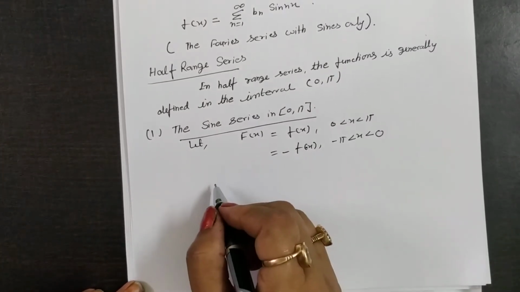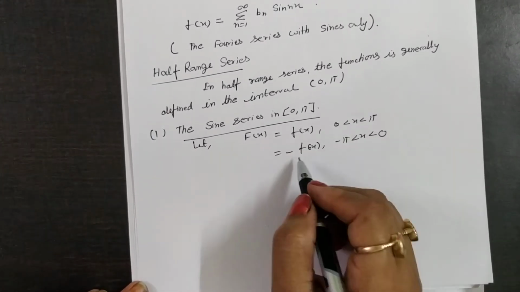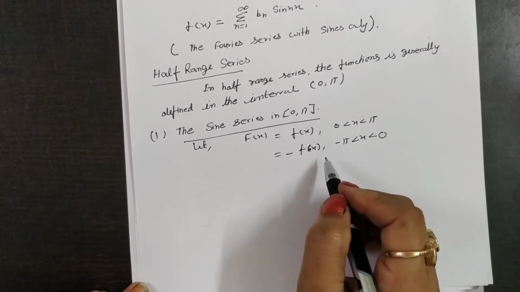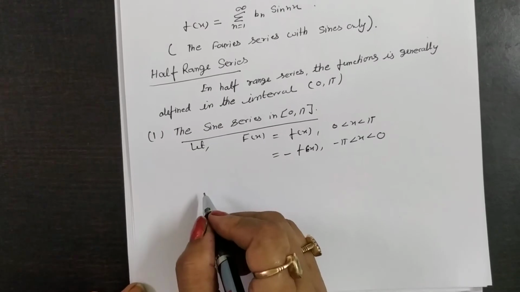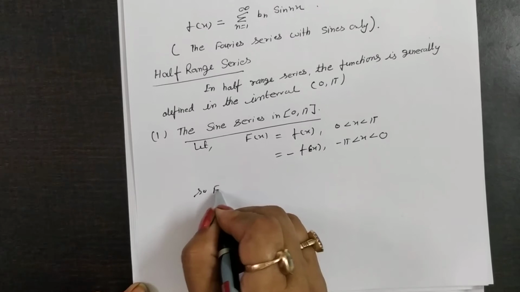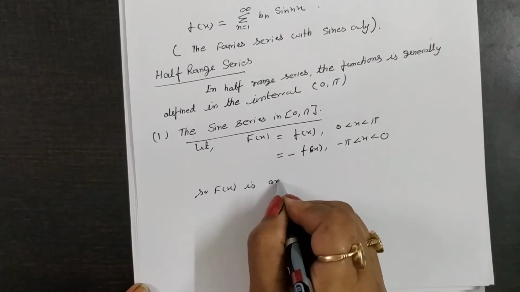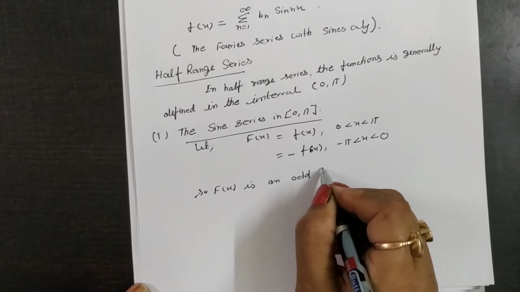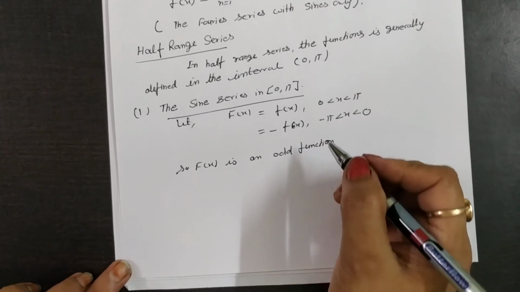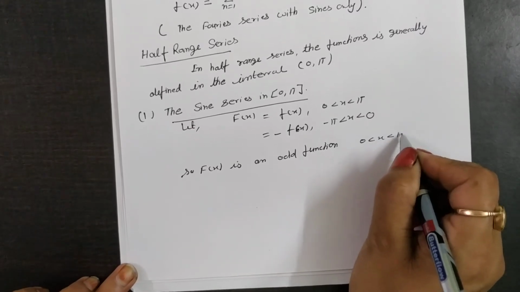So f of x is in the interval 0 to pi, but for minus of f of x, that is the odd function. So the f of x defined is an odd function, with the interval 0 is less than x is less than pi.